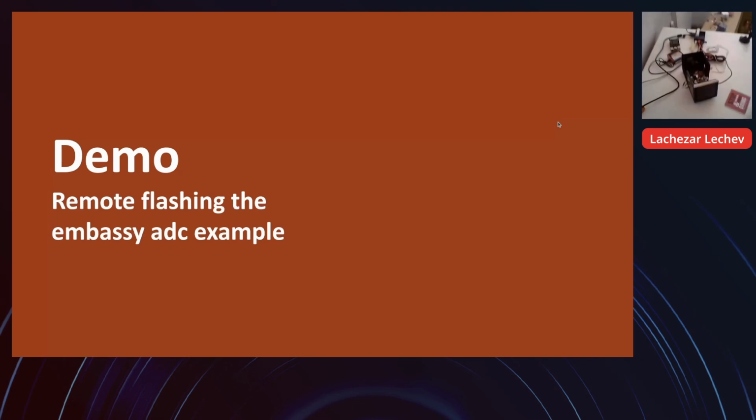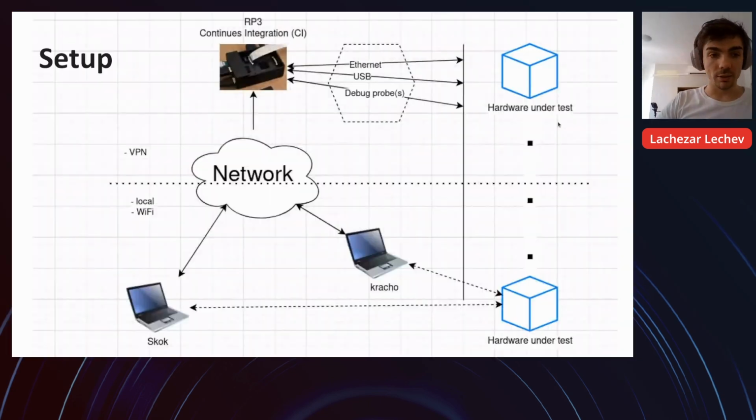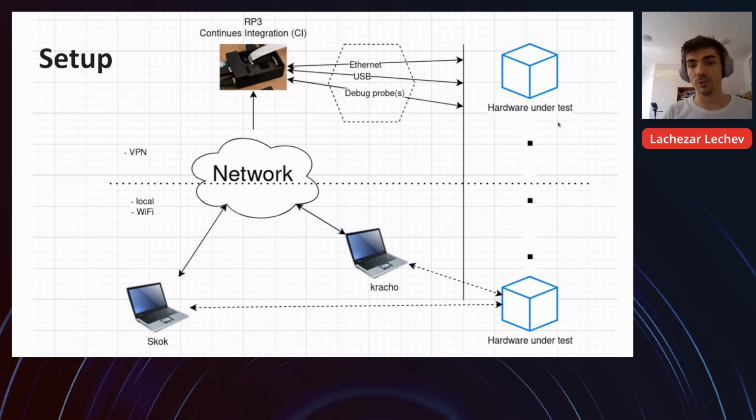This is the hardware. You see this is the prototype that we're working on. This is the Raspberry Pi, and the debug probe is connected to it, but also I'm powering the Pico here, the Raspberry Pi Pico in this case. Okay, so what we're going to see again, just for completeness, is the part where the laptop called Kracho here sends the firmware over the internet through the VPN, the virtual private network, to the Raspberry Pi, and the Raspberry Pi actually flashes the hardware.